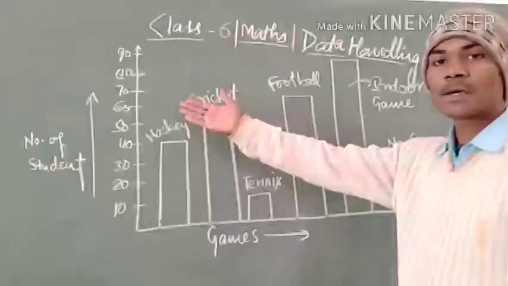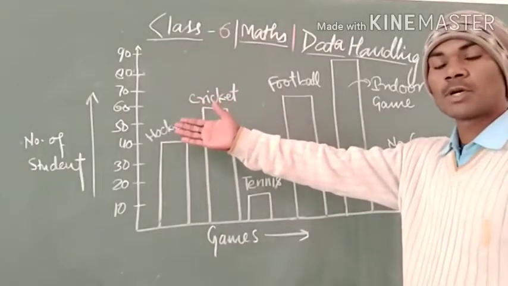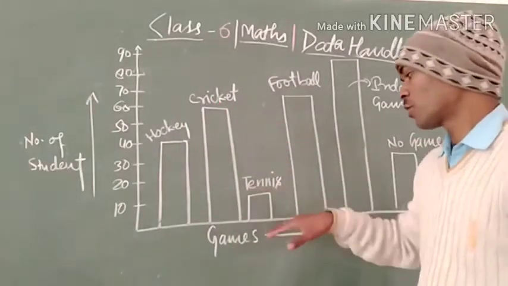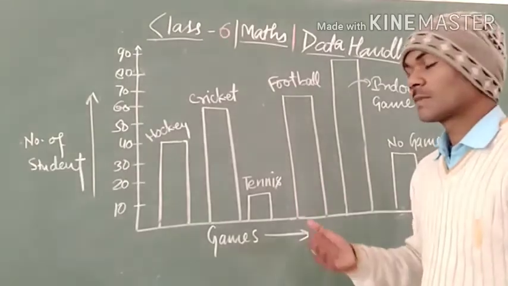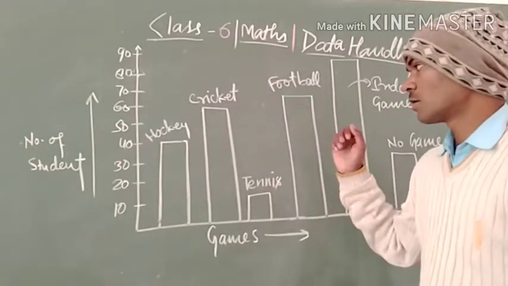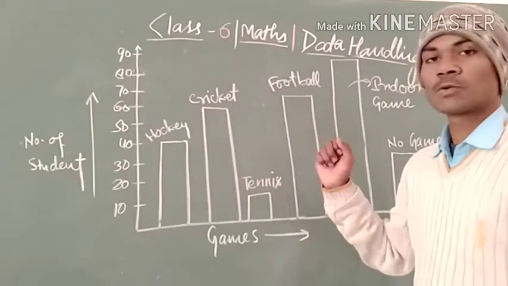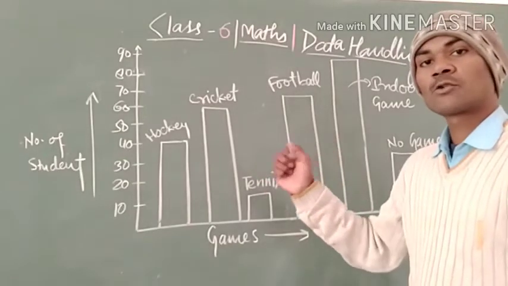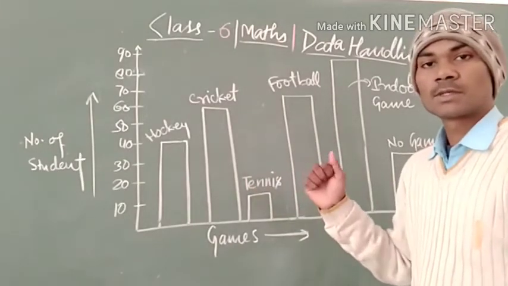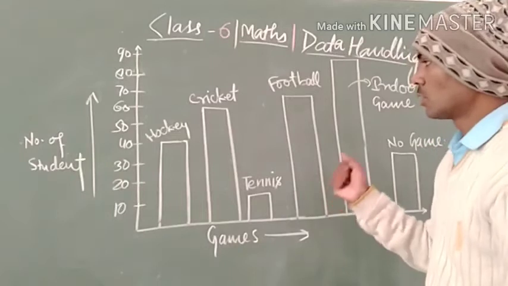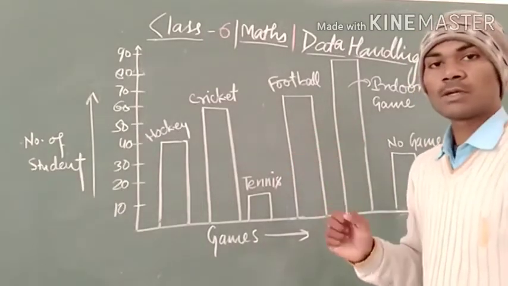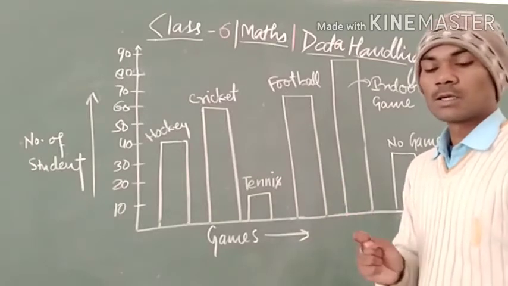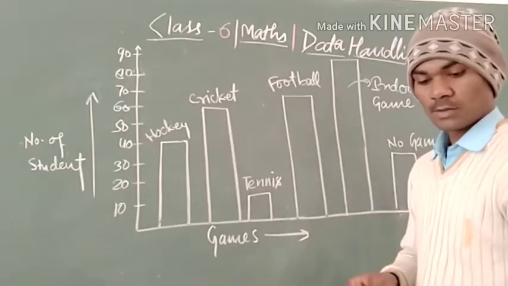The vertical line represents the number of students and the horizontal line represents various types of game, and these bars represent the number of students who like to play which games. So I hope the graph is clear to everyone. Now let us see the question.